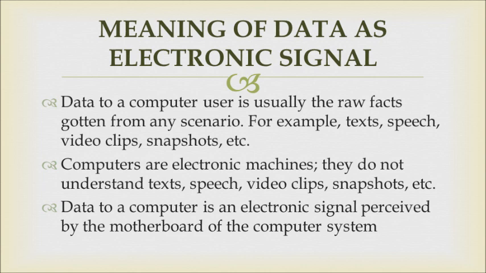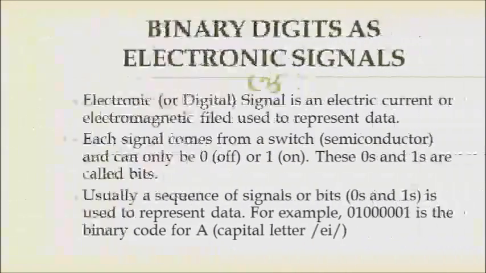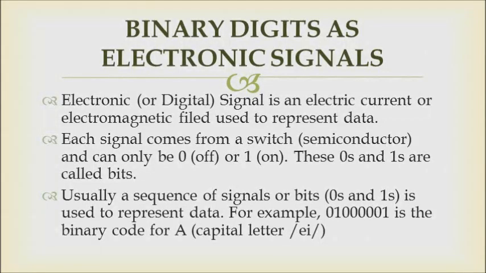But computers, the hardware of computers, are electronic, so they don't understand this kind of thing. They don't understand what you mean by ABBA, what you mean by ABA. They do not understand text, speech, video clips, snapshots, etc. So a computer uses electronic signal to store up data in the form of bits, binary numbers. Binary digits as electronic signals.